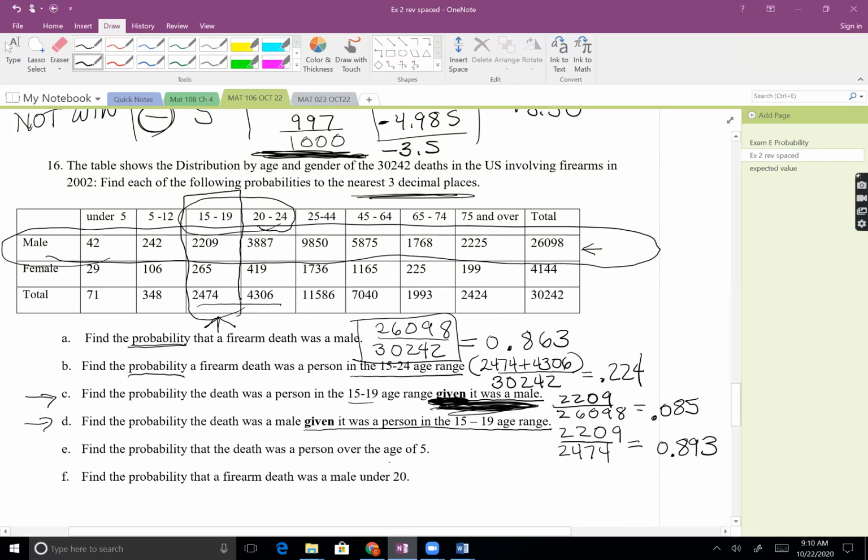Over 5, there's 2 ways of doing it. One way is we could add up all the people over 5, or we can say that it's not under 5. And so that would be 1 minus the probability that I have somebody under 5. There's no given. So here we're again using the whole sample space. And so when I take 1 minus that 71 over 30242, I get 0.998.